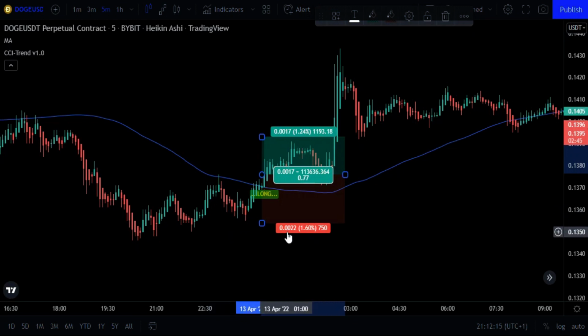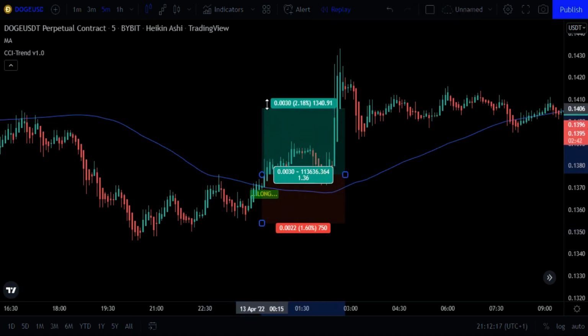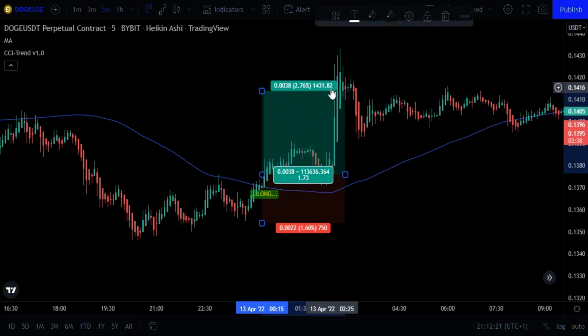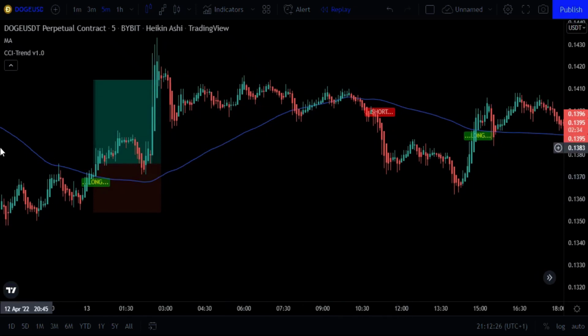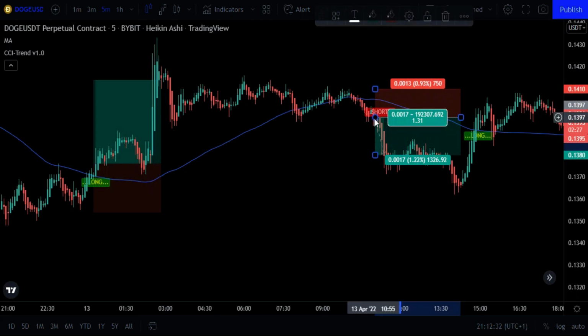As for taking the profit, it is by multiplying the result of the stop loss by 1.5, meaning that the risk to reward ratio will be 1 to 1.5. Similarly, when entering short positions, it will be the same, which is 1 to 1.5.